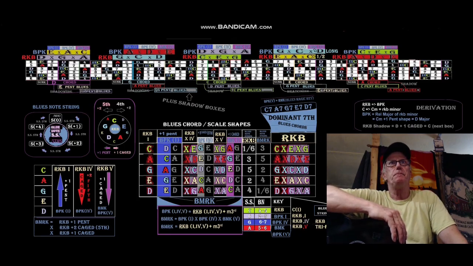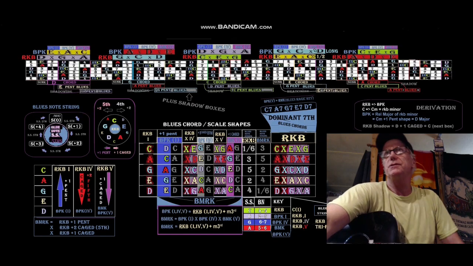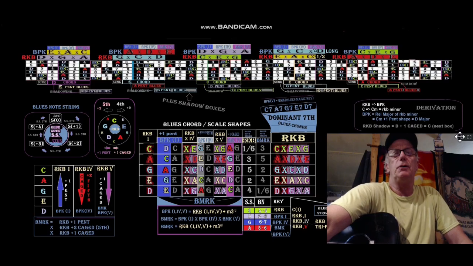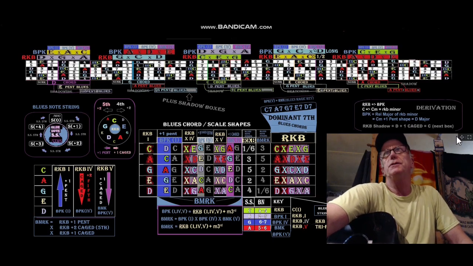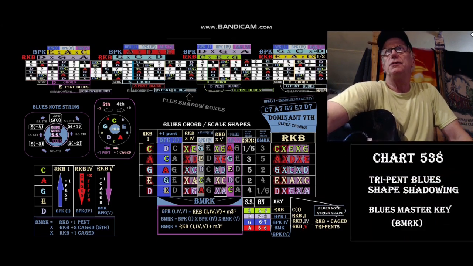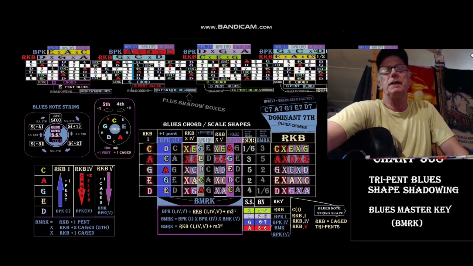This is a new way of looking at the same problem we've been working on the past couple of lessons, and that is the blues and the substitutions, mainly the shadowing, but also the pent substitutions. Chart 538, Tripent Blues Shadow Shape Shadowing Blues Master Key, BMRK.